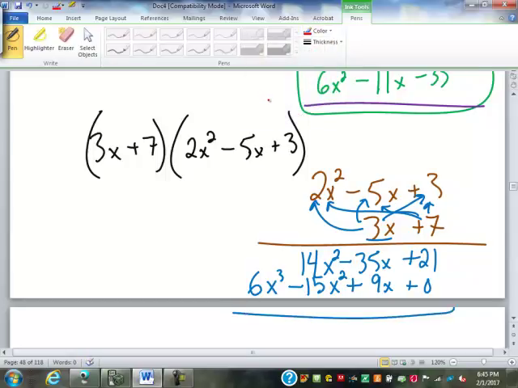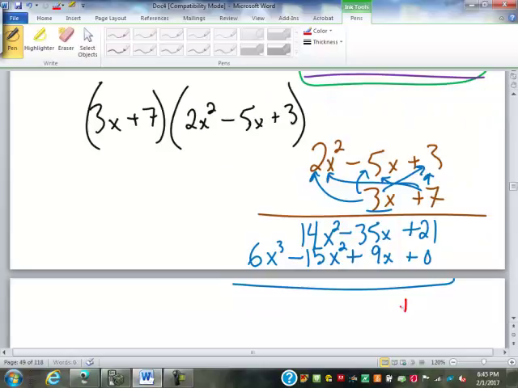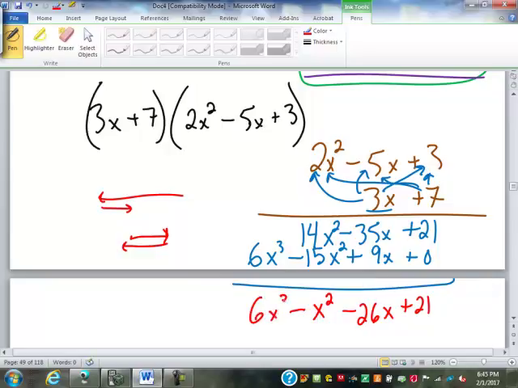And now we've got positive 21 and 0 is just positive 21. Negative 35x and positive 9x is a negative 26x. Positive 14x squared and a negative 15x squared is a negative 1x squared. Or I can just put negative x squared. I don't need the 1 in front of it. Just like an inch, I can have 1 inch or just an inch. And then 6x cubed has nothing to combine with it.